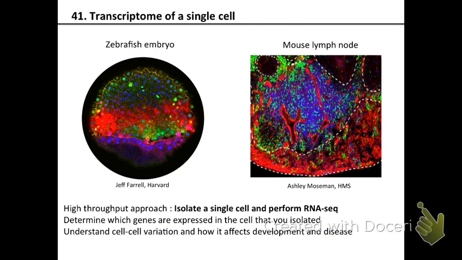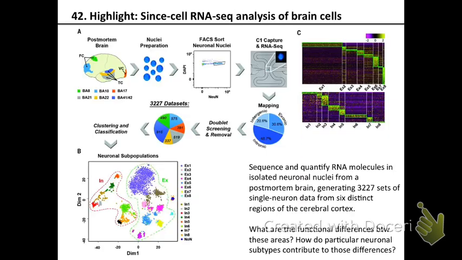All right, another approach is you say, okay, I want to know the expression of genes in single cells. So what you can do is you can isolate single cells and do RNA-seq on each one of them, okay? And that's called single-cell RNA-seq. Essentially the same molecular biology, but you isolate the cells. And people have done this.